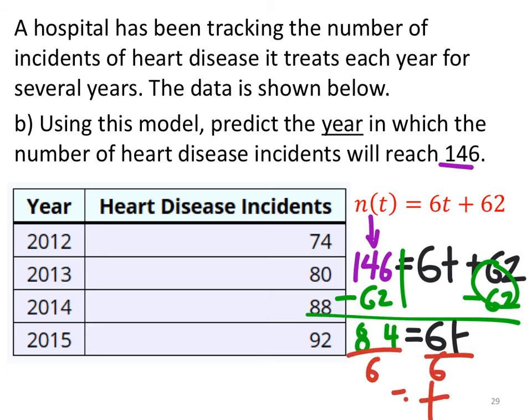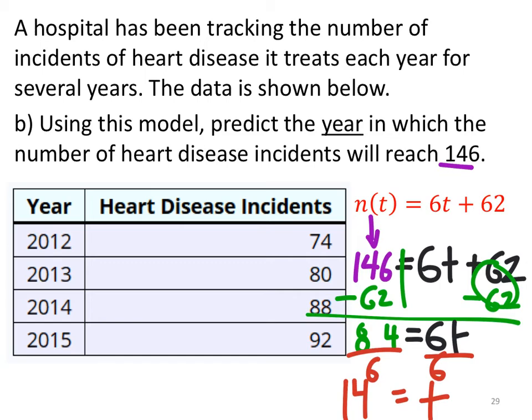So t equals, let's see, what is that, 14 right there? Now, the answer to this would not be 2014. I mean, we can see the year 2014 in the table right here, right? So it definitely is not 2014. We need to remember what t equals 14 means. Well, t is the number of years after 2010.